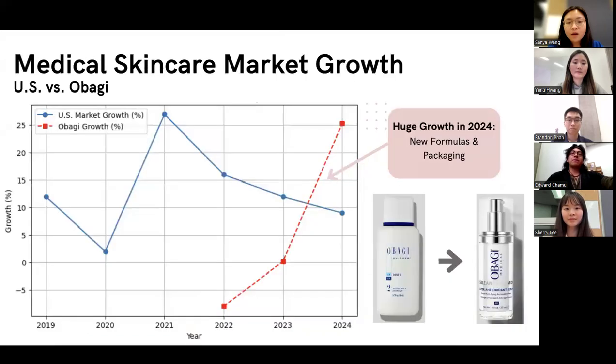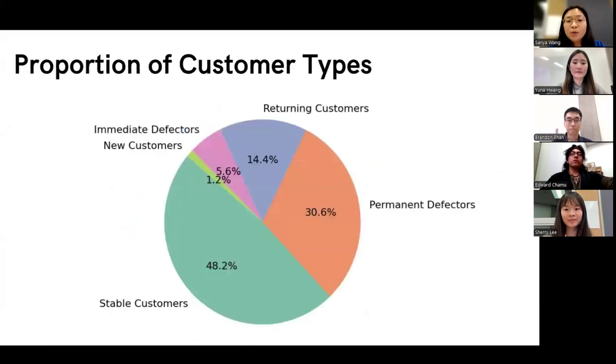This chart shows the medical skincare market growth of the US and Obagi. The blue line represents the US market, and the red line represents Obagi. Since Obagi didn't merge with the company until 2022, we can only find the open financial data after that. So what drove Obagi's big jump in 2024? We believe it's the new formula and refreshed packaging, which really helped boost brand momentum.